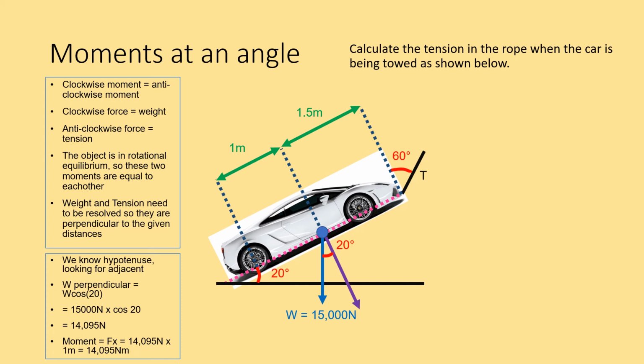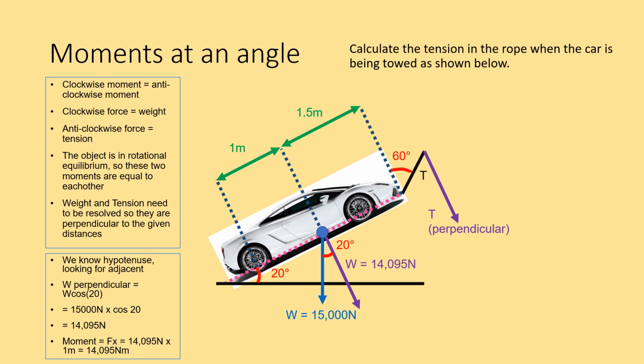So this moment is going to be 14,095 newtons multiplied by 1 meter, because it's 1 meter away from the pivot. So that gives us again a moment of 14,095 newton meters. Quite simple. There we go. So this is our weight force pointing down in the plane. What we've essentially done is rotate the plane so that we can now look at the 60-degree angle from that tension.